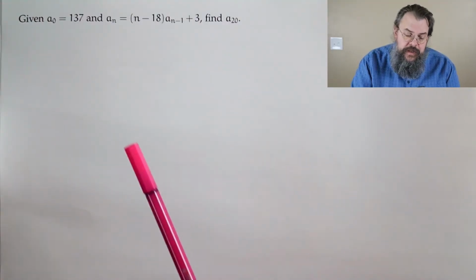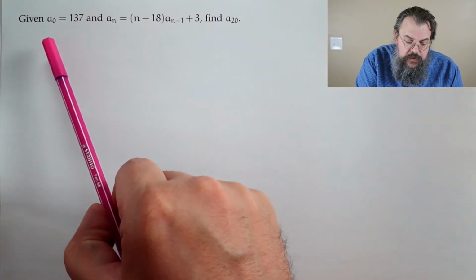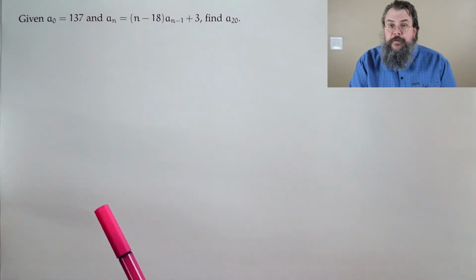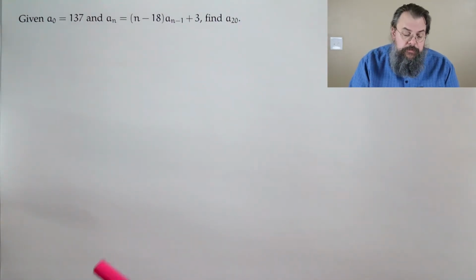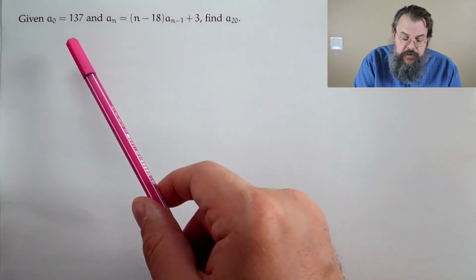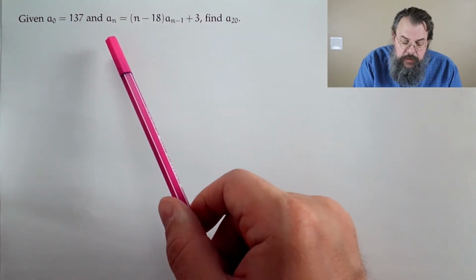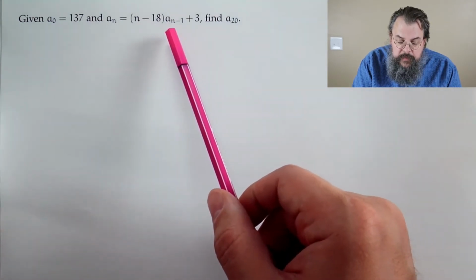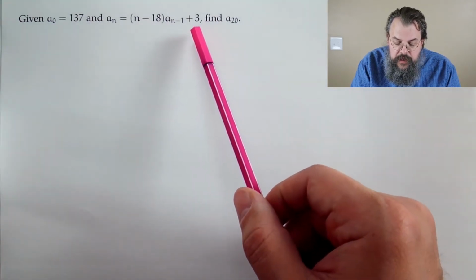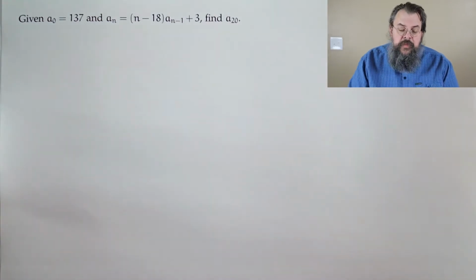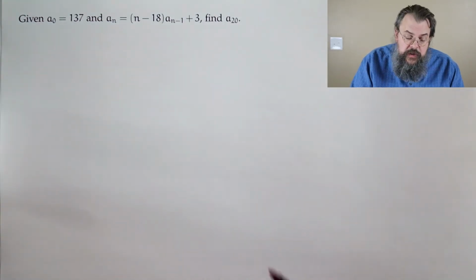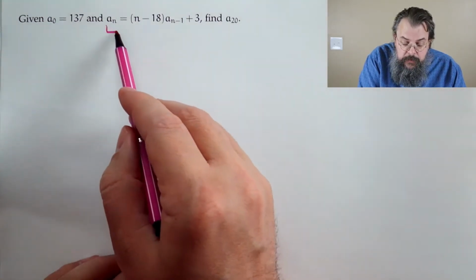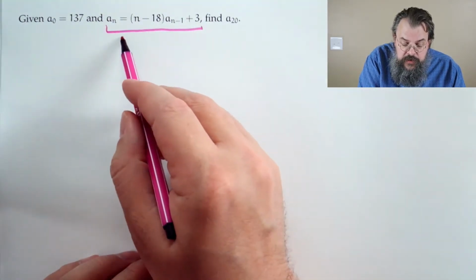We're given A0, the zeroth term, we often start with 0, but we can start anywhere, is some number, 137. And A sub n is n minus 18 times A sub n minus 1 plus 3. Find A sub 20. Now, what we see here is an example of what we would call recursive.